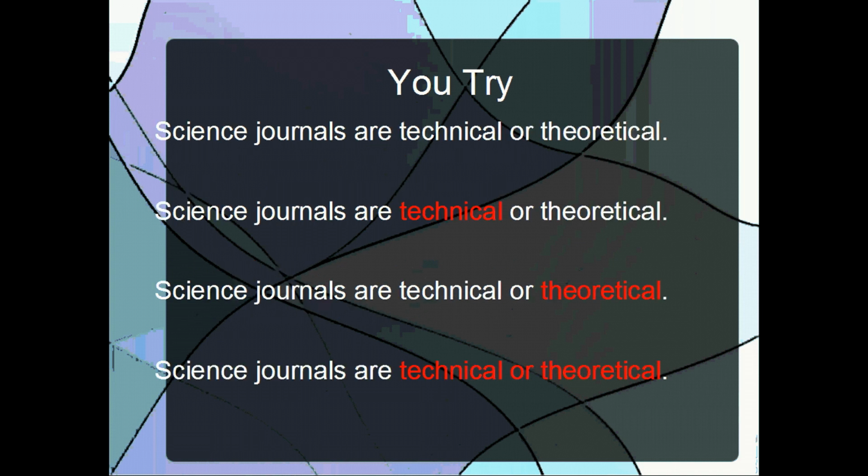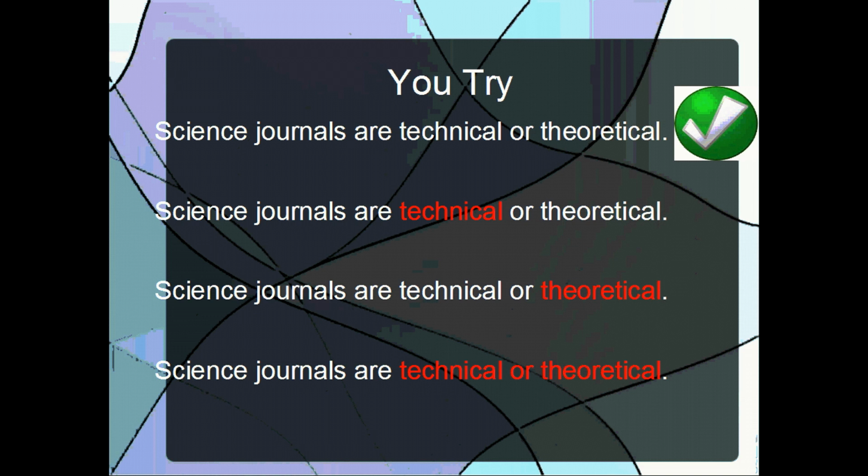Okay, so science journals are technical or theoretical. Let's say we're looking at this disjunctive proposition loosely, and it ends up being the case that science journals are both technical and theoretical. In that case, the first disjunctive proposition would be true. Let's say I predetermine, I say in advance that only one of those will be true, either technical or theoretical, but they end up both being true. Then in that case, the first disjunctive proposition would be false.